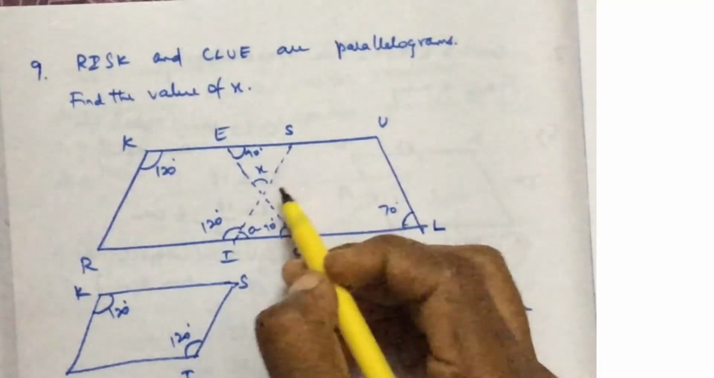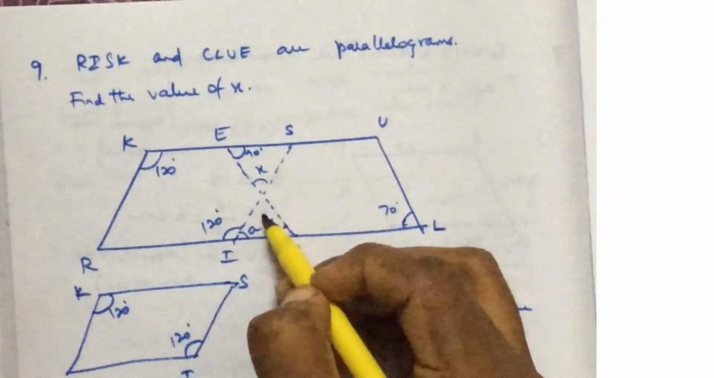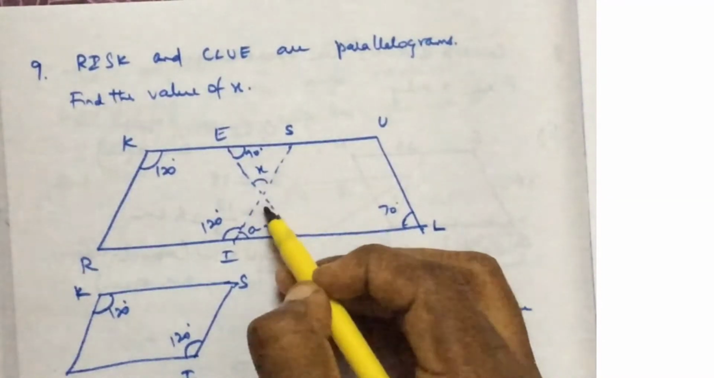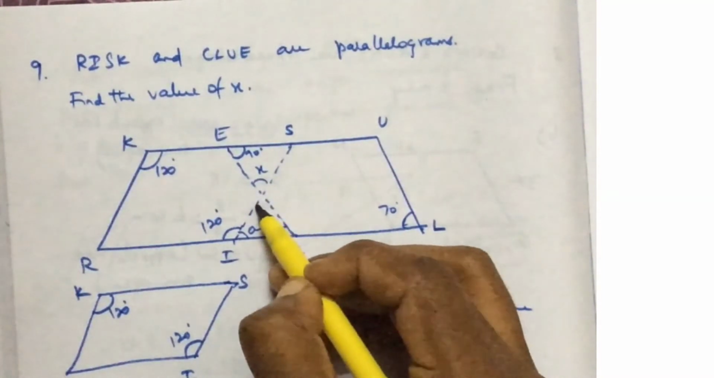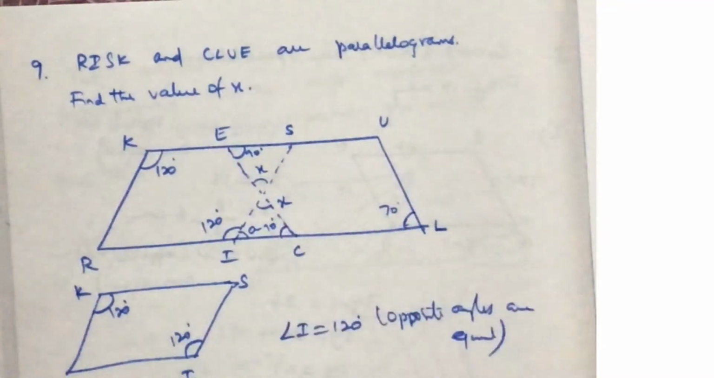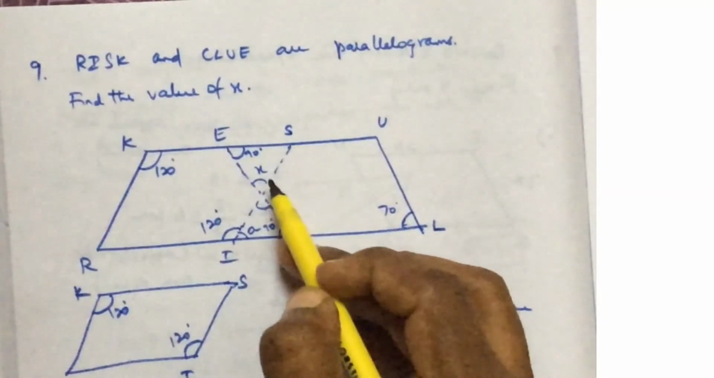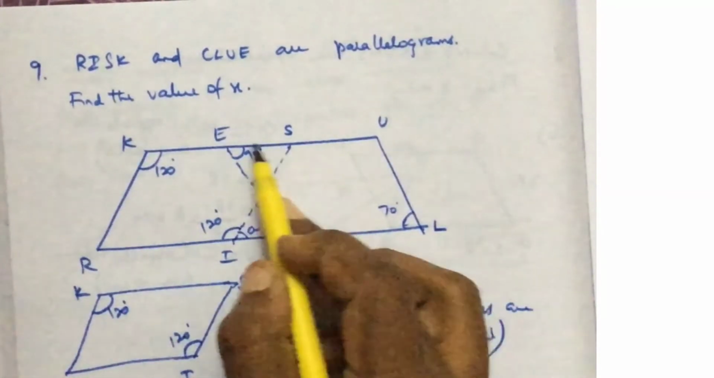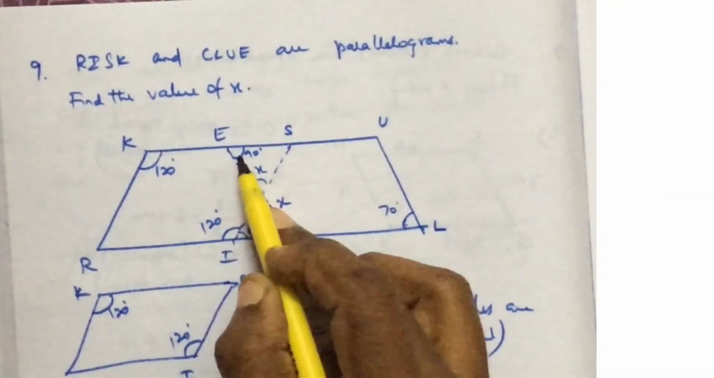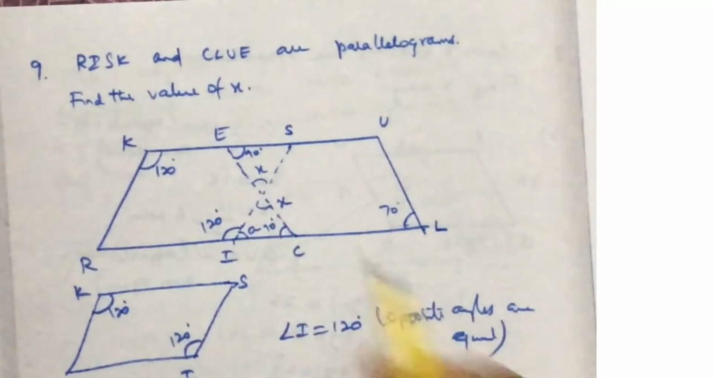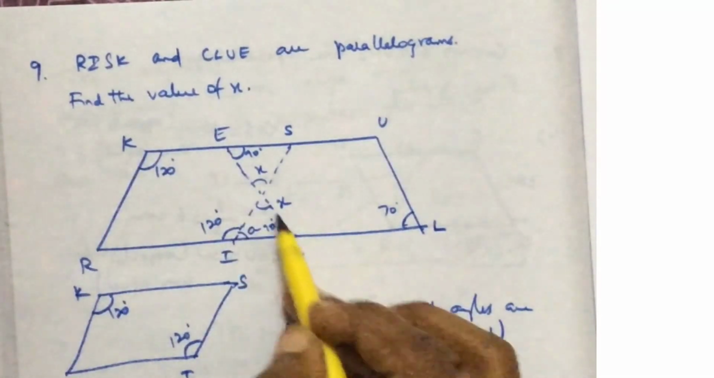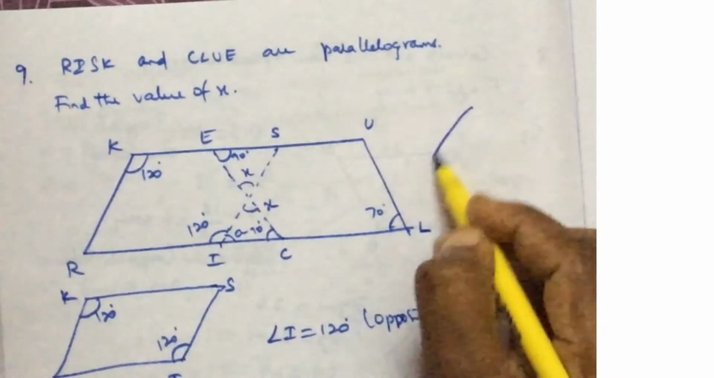So, these and these are vertically opposite angles. So, if this is x, here is also x. I can mark this is also x, because these two are vertically opposite angles. So, this is x, this is also x. And there is a Z here. So, this is 70, this is also 70. If you see, there is a small triangle over here.